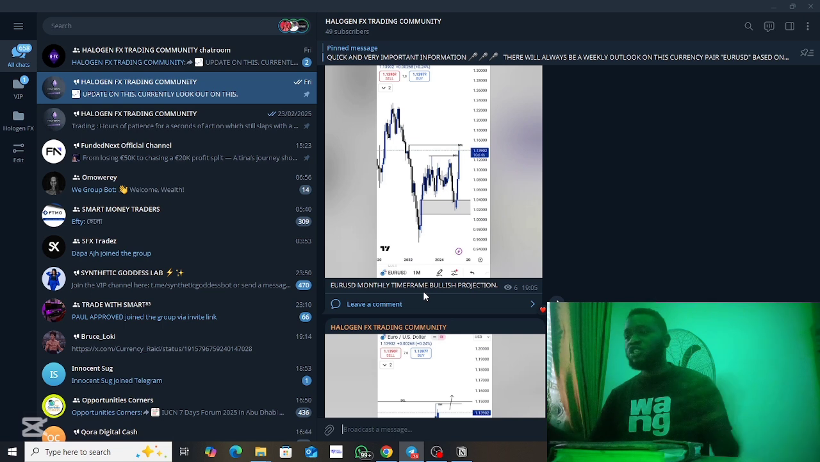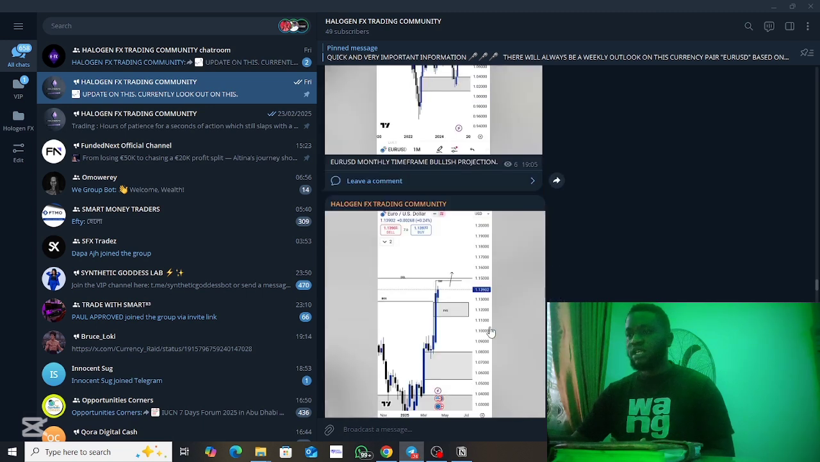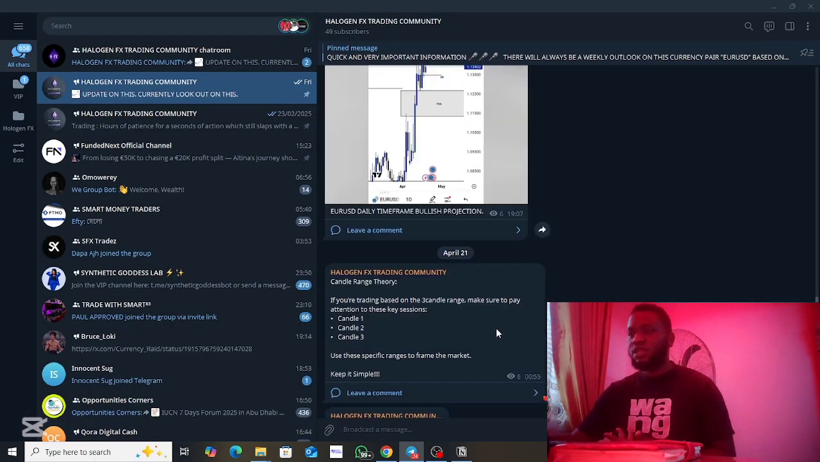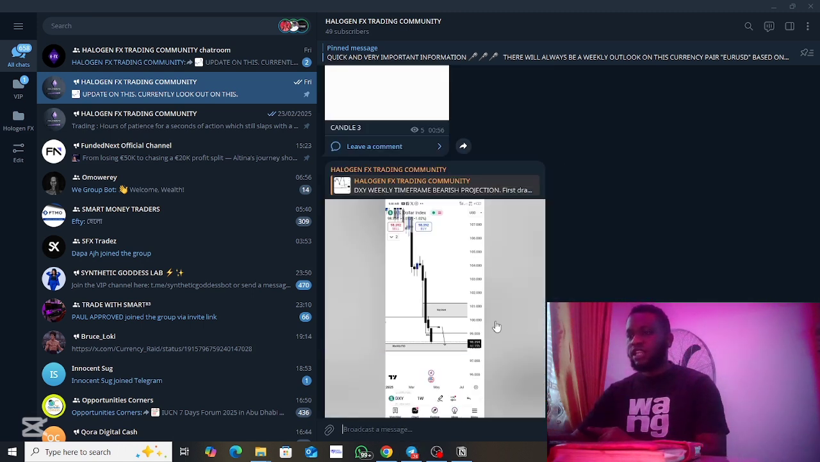I was now bullish projection on EU, and this is the monthly time frame of EU. So I was still bullish intent on EU, and I said here that on a weekly time frame I expect EU to push higher to take out this first draw on liquidity. So guys, I'm going to show you the outcome of this, let me show you before I go on to the trade.